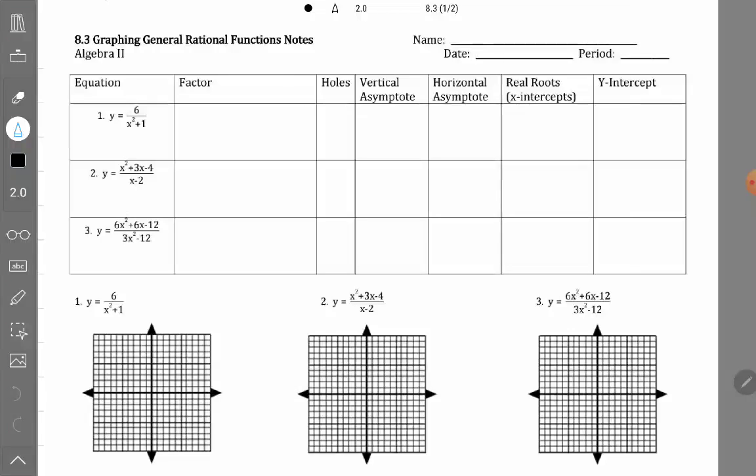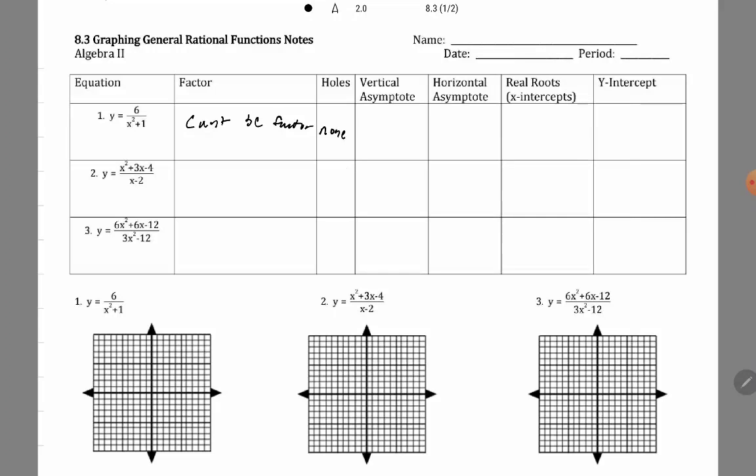So the first thing you want to do is factor anything that you can. Number 1, we can't factor because x squared plus 1 on the bottom can't be factored. It's in its simplest form. A hole, we'll explain this later, is when we have something in the denominator that cancels out with something in the numerator as we're factoring. That's where a hole would be. But in this case, we don't have any holes.